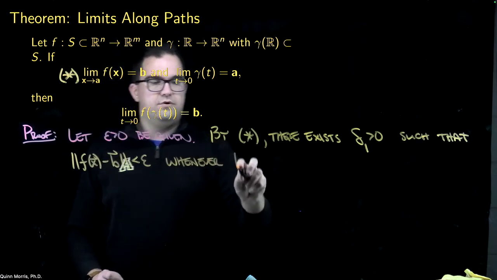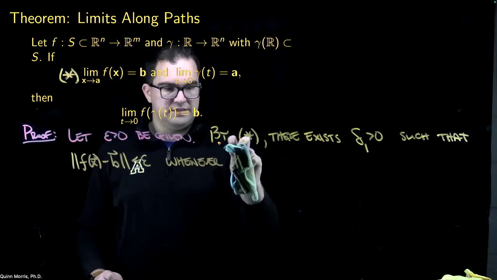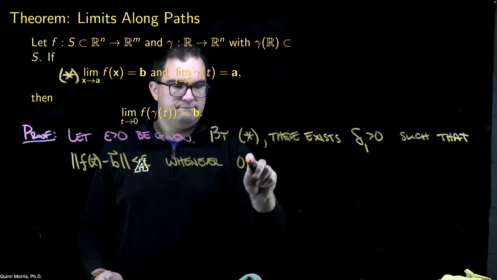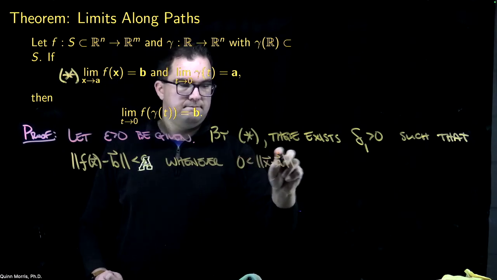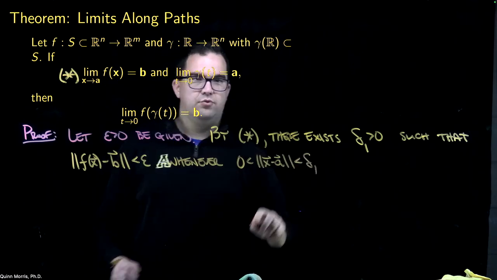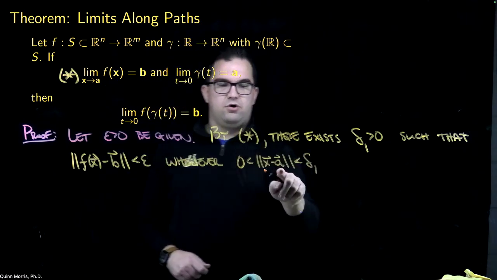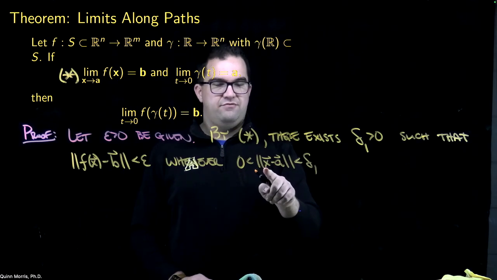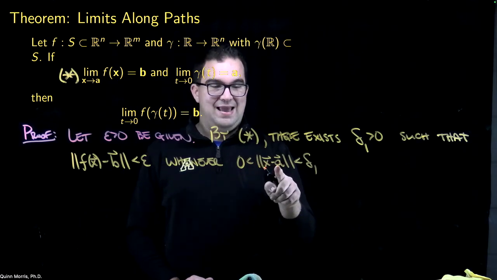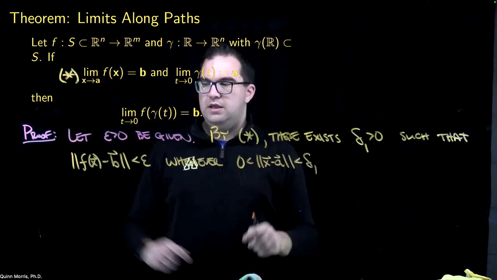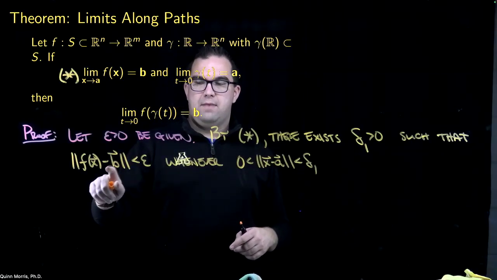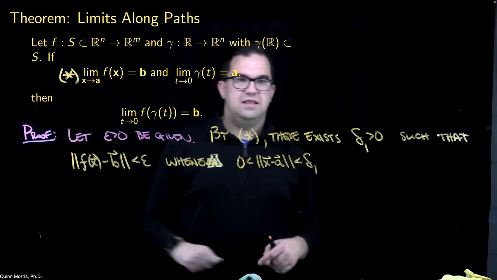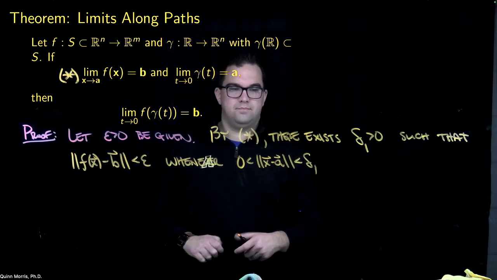So whenever the norm of x minus a is between 0 and that delta 1. So delta 1 is telling me how close I need to get a vector in Rn to a. I need to get it within delta 1 in order to ensure that f of that x value minus b in norm is less than epsilon. Okay.